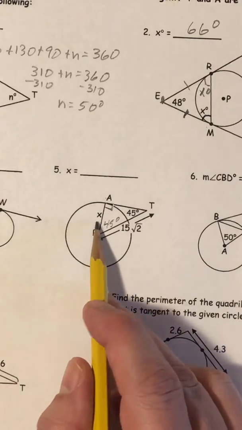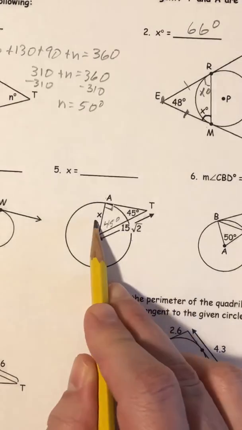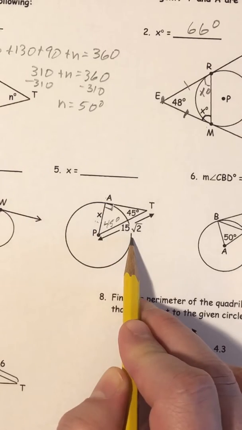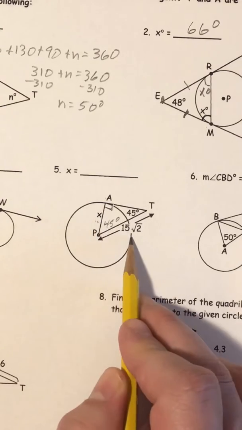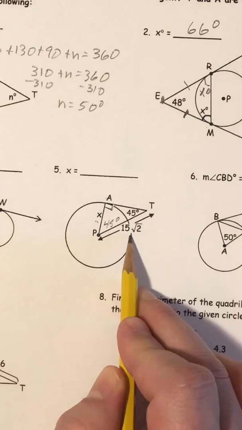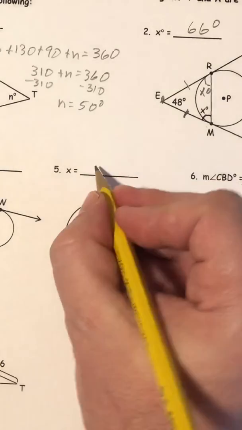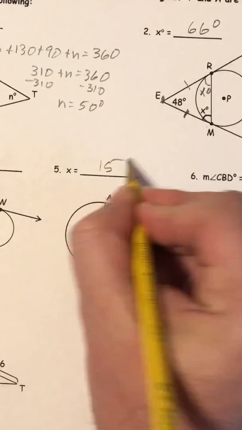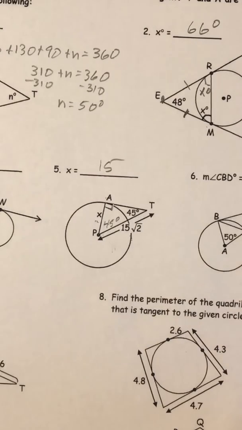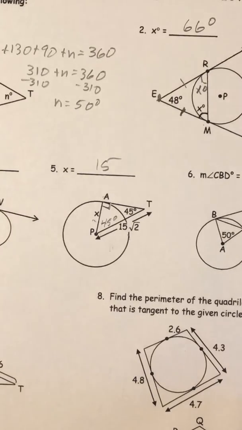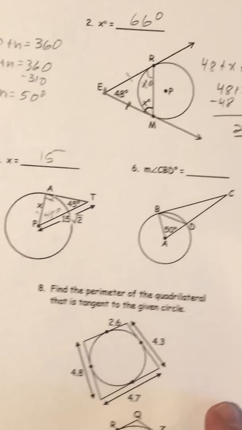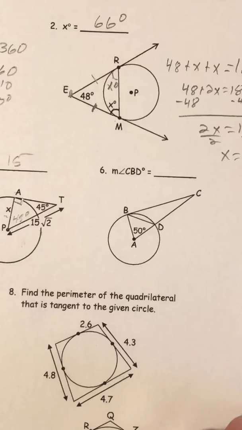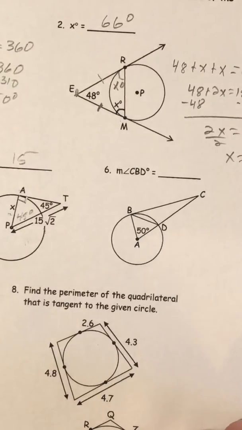And to go from the leg to the hypotenuse, you multiply the leg by the square root of 2. So if I'm going back the other way to get the leg, I need to divide the hypotenuse by the square root of 2. So that's going to make x equal to 15. Okay? So hopefully if we remembered our properties of special right triangles, we were able to get that one. Okay? Your next one, again, it's asking you to find the measure of angle CBD.